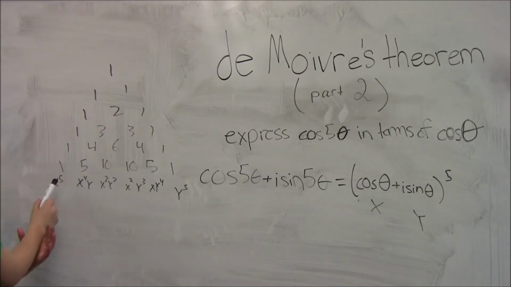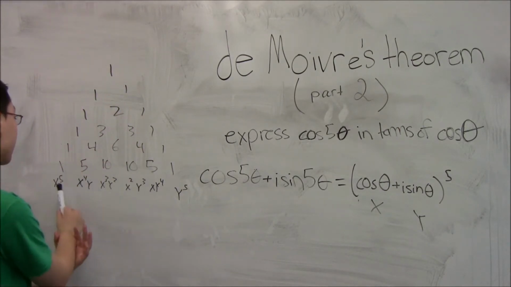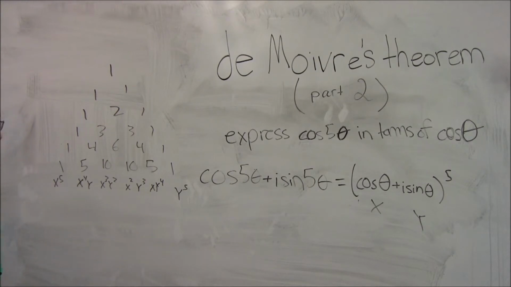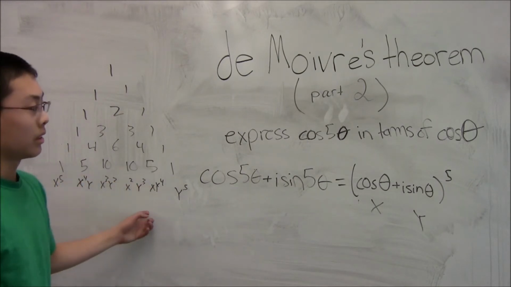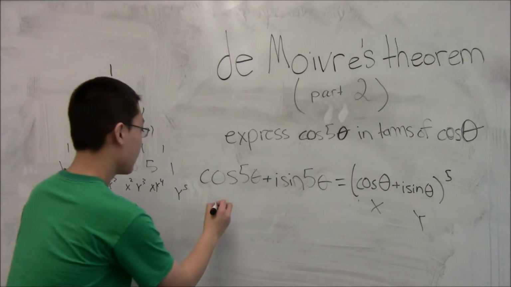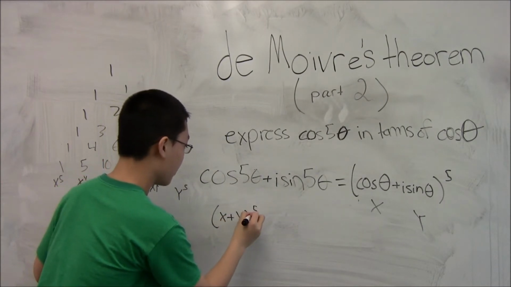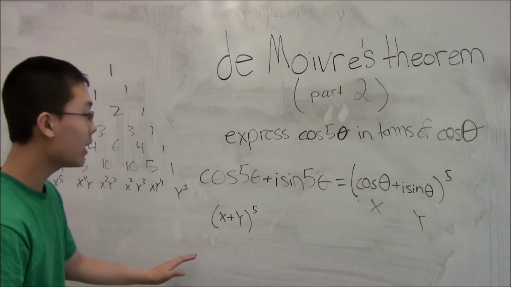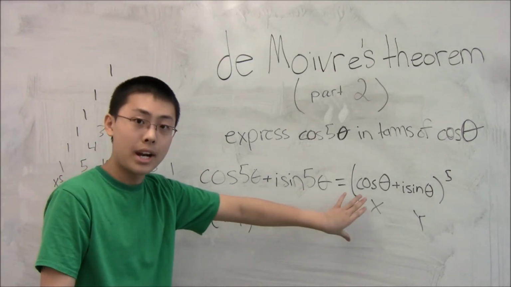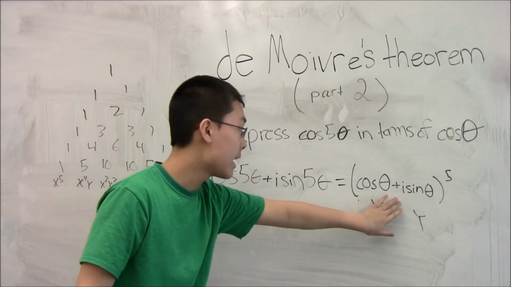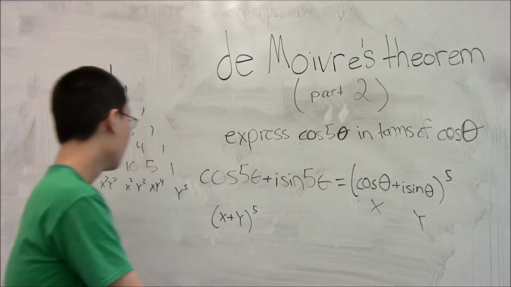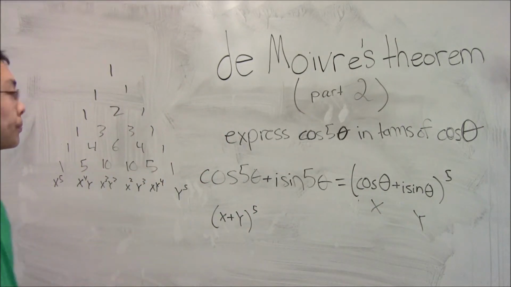So really, x's start out big and go small, y's start out small and go big. So if we just put these coefficients here, 1 x to the 5th, 5, 10, 10, 5, 1, that's how we would expand x plus y to the 5th. So when we plug in cosine of theta for x and i sine of theta for y, we're going to be able to expand it.